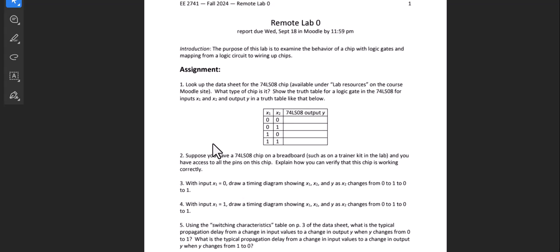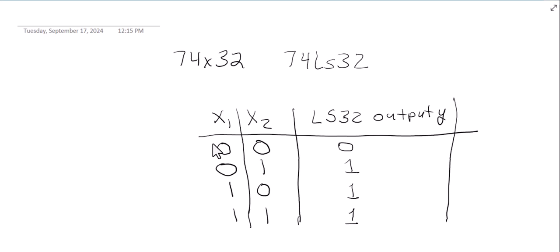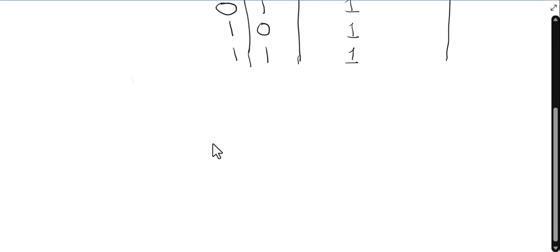Okay, and then the next question says, suppose you have a 74LS08 chip on a breadboard, such as on a trainer kit in the lab, and you have access to all the pins on the chip. Explain how you can verify that this chip is working correctly. Okay, so this is going to be hard since you haven't had a lab yet, but I will explain to you how it would work.